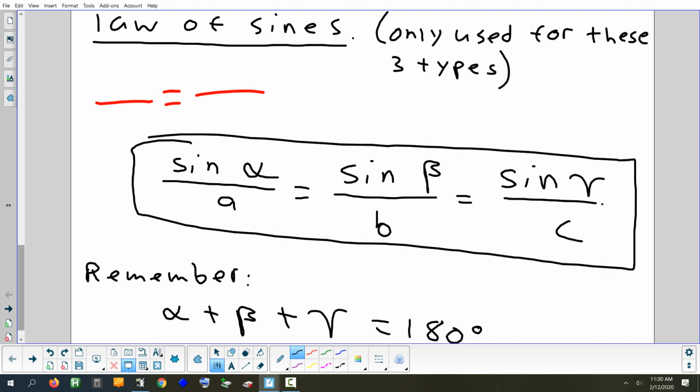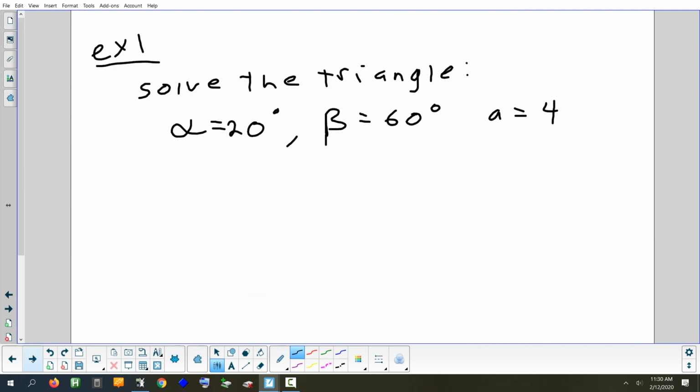Remember, you can still use this fact. Even though the triangles are not right triangles, all the angles still add up to 180. Don't use Pythagorean theorem. That doesn't work anymore, because the Pythagorean theorem is only if you have a right angle. Okay?